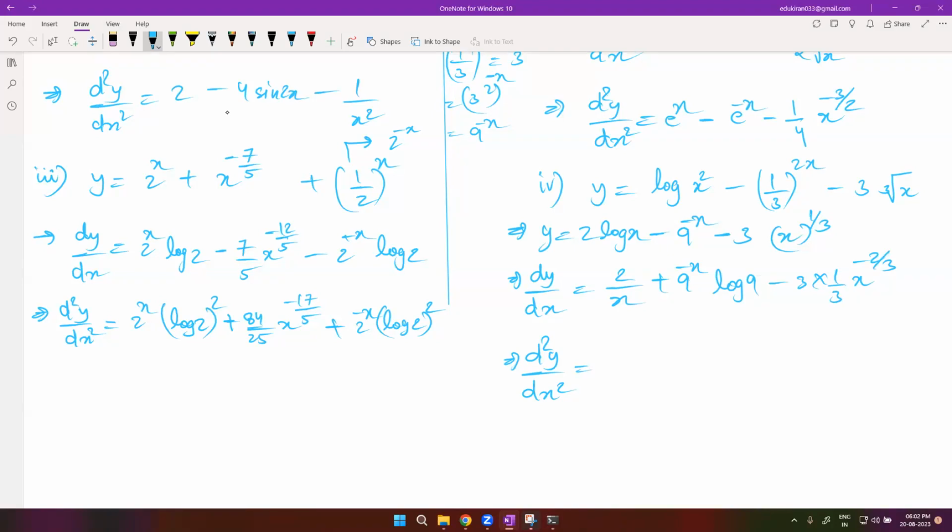Then I'll differentiate this again. Minus 2 upon x square, the differentiation of 2 upon x. So this will be x to the power minus 1. You know the differentiation of x to the power minus 1. Then this minus 9 to the power minus x log 9 whole square. Then this 3 into 1 by 3 got cancelled out. So this is simply x to the power minus 2 by 3. So minus 2 by 3 will come outside. Minus 2 by 3 into minus plus 2 by 3. And then this would be x to the power minus 5 by 3.